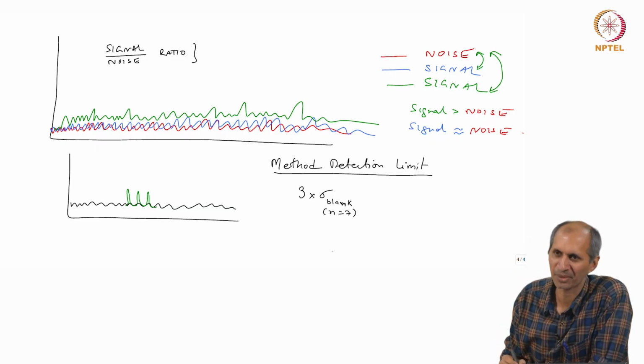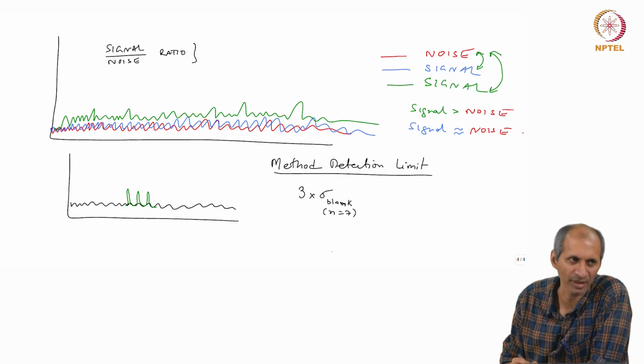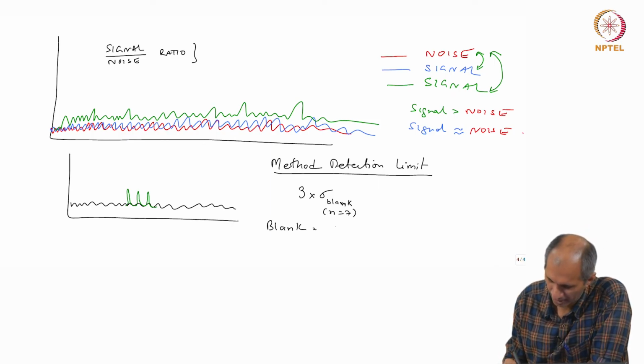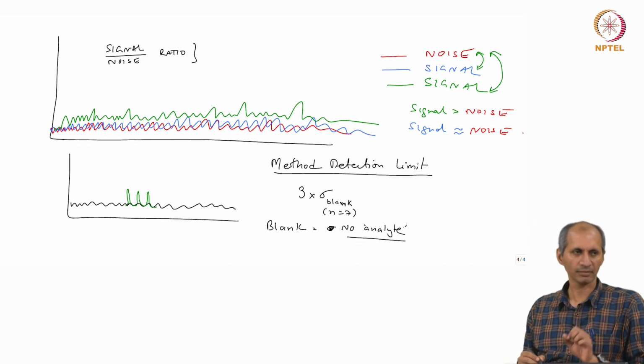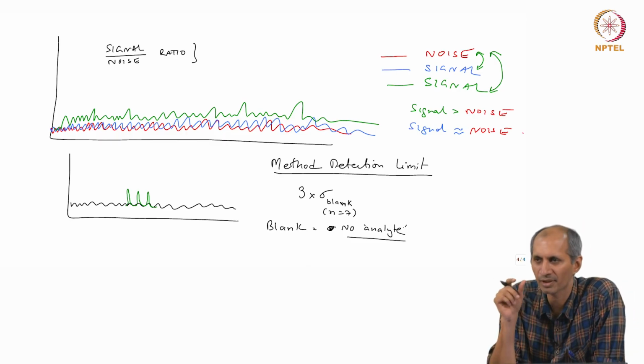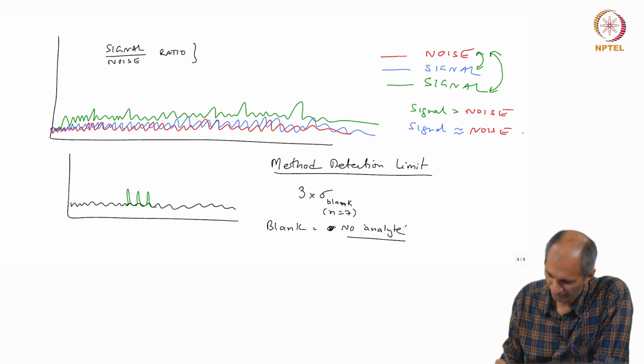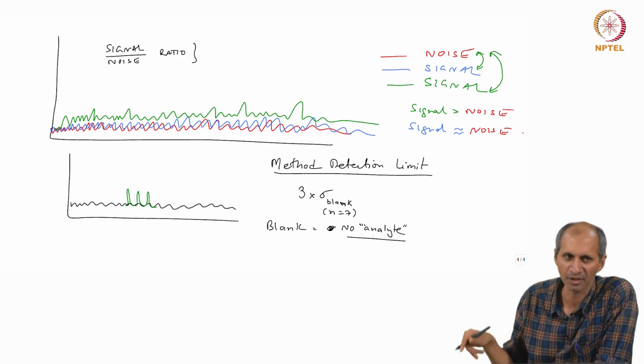So, this comes to our definition of what is a blank. A blank, as the name suggests, is something where there is no analyte. The term analyte is a reserved keyword for whatever you are measuring. In this case, you are measuring the solid, that is the analyte. So, no analyte is the keyword. A blank is something which does not have the analyte.